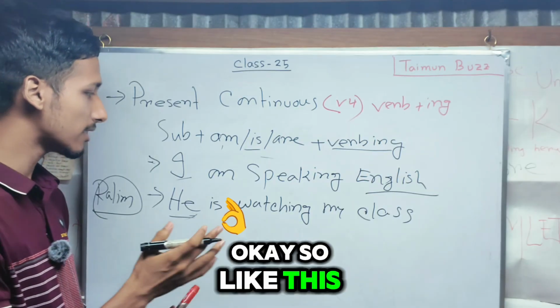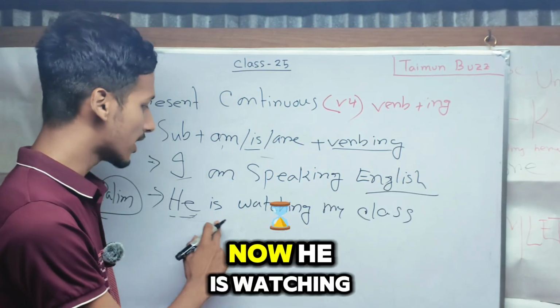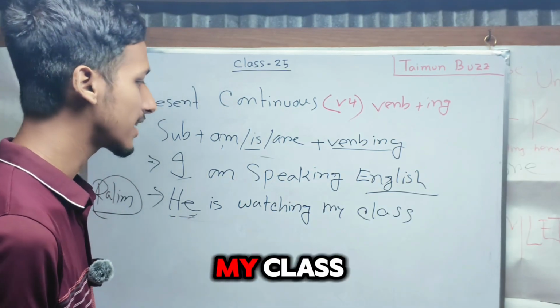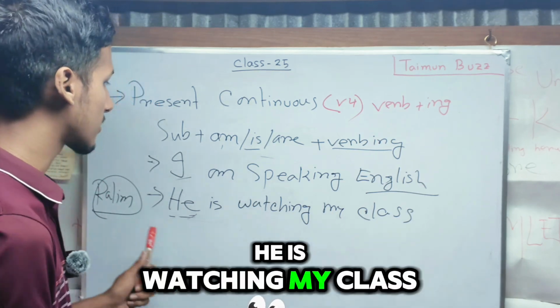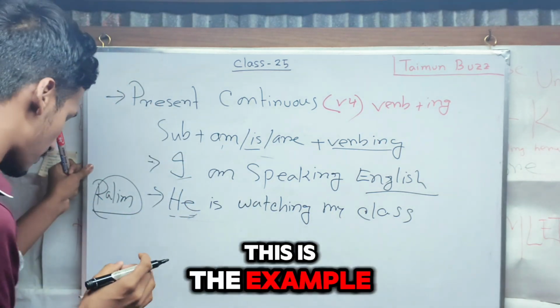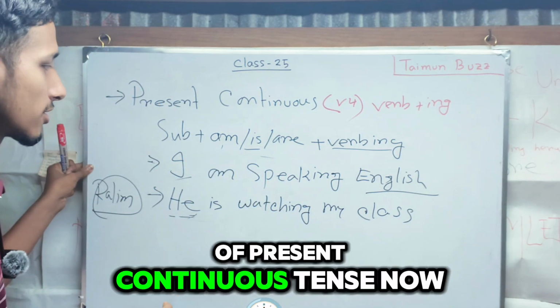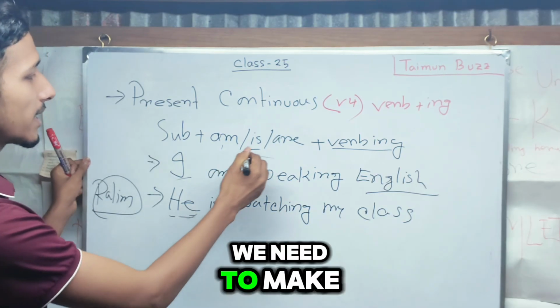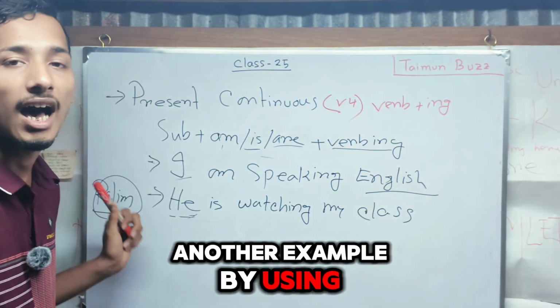Okay, so like this we can learn English. Now he is watching my class. He is watching my class. This is the example of present continuous tense. Now we need to make another example by using are.